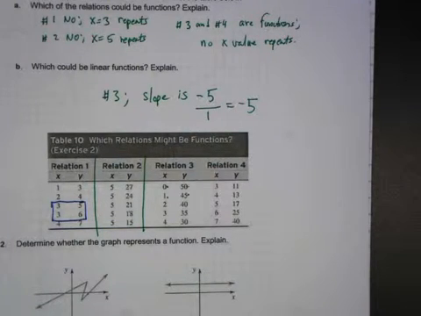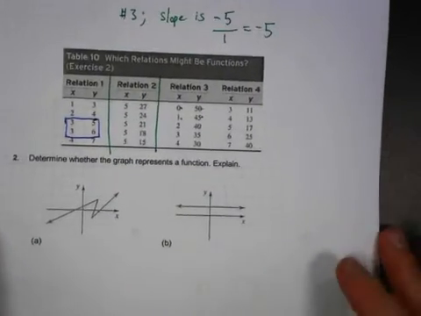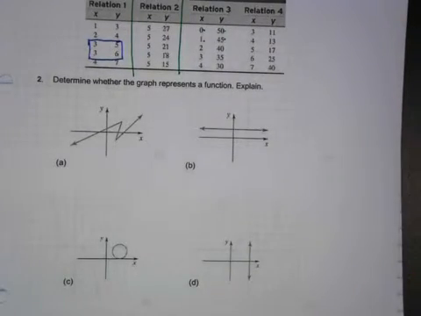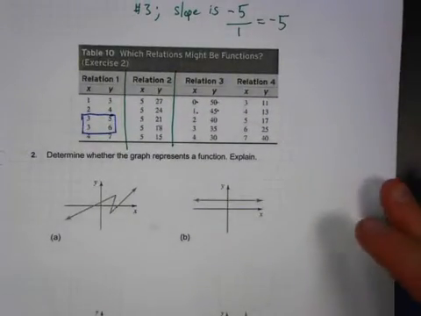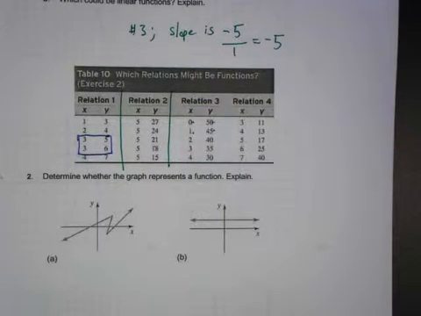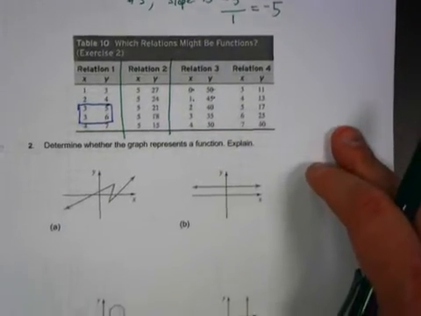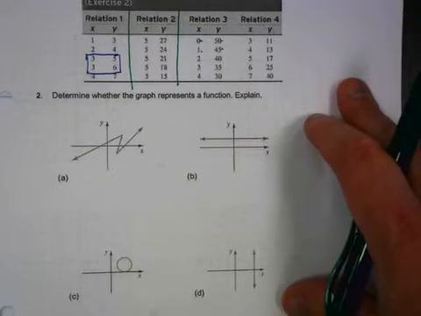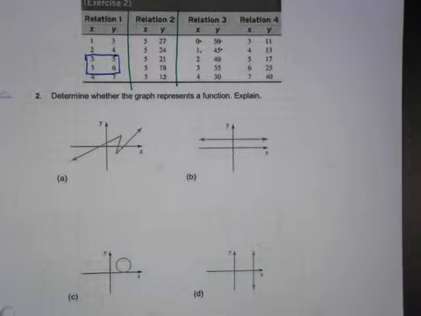Questions on that? All right, number 2. We have 4 pictures. Can I see that real quick one more time? Yep. That good? All right, number 2. We have 4 pictures, and it says, determine whether the graph represents a function. In other words, some of those things are supposed to be functions and some of them are not.